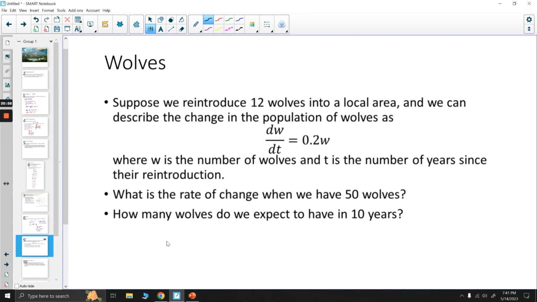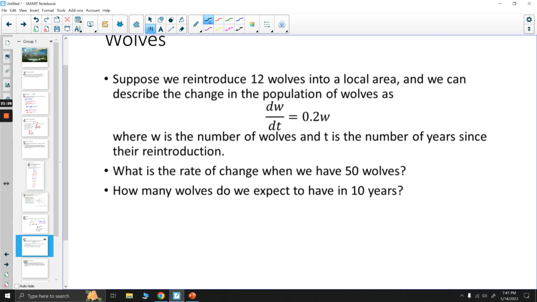Okay, so let's do another problem with population. Suppose we reintroduce 12 wolves into a local area, and we can describe the change in the population of wolves as dW/dt equals 0.2W, where W is the number of wolves and t is the number of years since their reintroduction. What is the rate of change when we have 50 wolves? And also, how many wolves do we expect to have in 10 years?